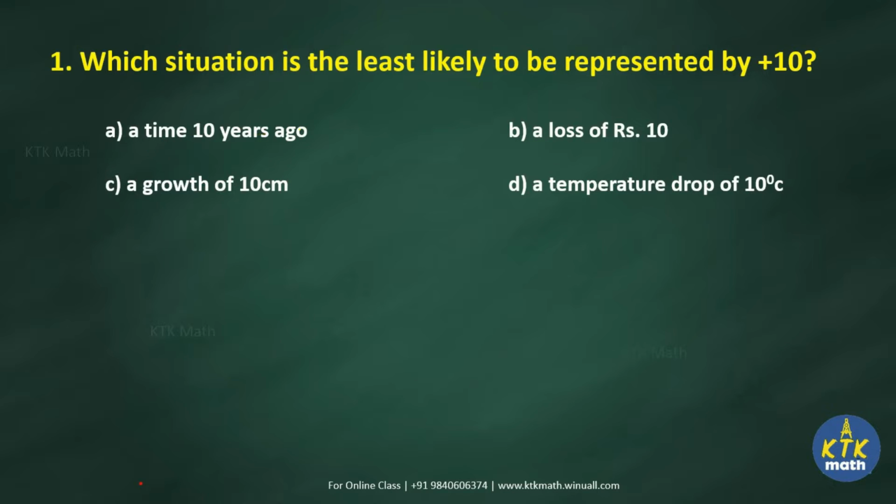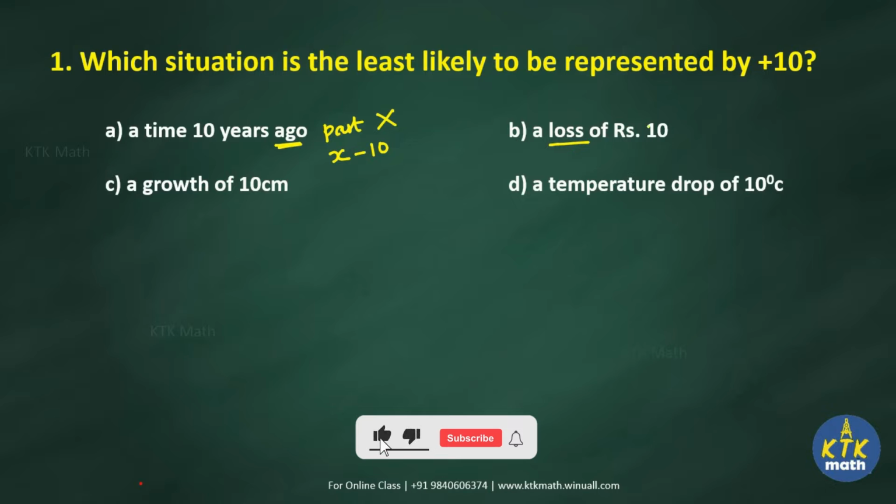A time 10 years ago. So 10 years ago is something related to past. In this case, if we are assuming the present age as x, we will be representing this 10 years ago as x minus 10 only. So this is not going to be a positive term. And second option is loss. Loss is something like a reduction. Again, this is related with negative situation only.